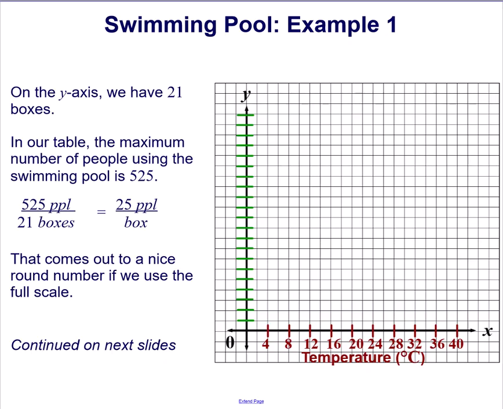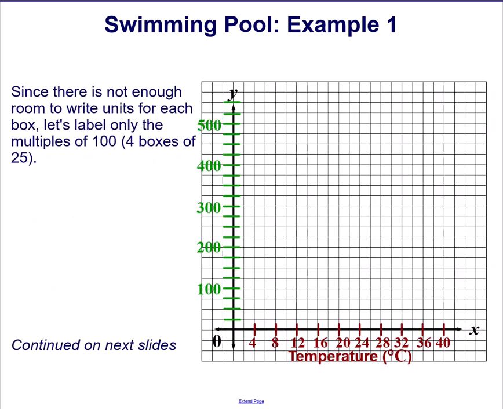On the y-axis, we also have 21 boxes, moving right up here. In our table, the maximum number of people using the swimming pool is 525. We set up this proportion, 525 people for 21 boxes, 25 people per box is what we'll end up with. That comes out to be a nice round number if we use the full scale.